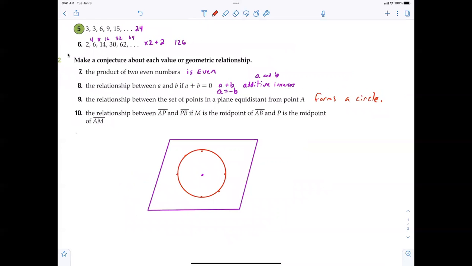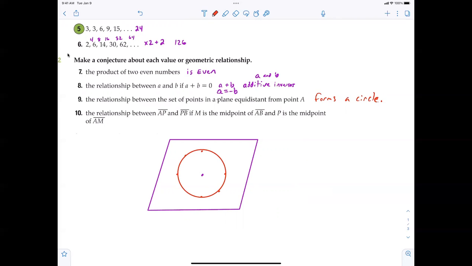Let's look at 10. The relationship between AP and PB if M is the midpoint of AB and P is the midpoint of AM. How am I supposed to know what that is? I have no idea. So what am I supposed to do? Draw it out. Yes. You're not supposed to just look at that and say, oh, that's obvious. That's the problem with some. They just want to look at it and say, well, obviously that's the answer.